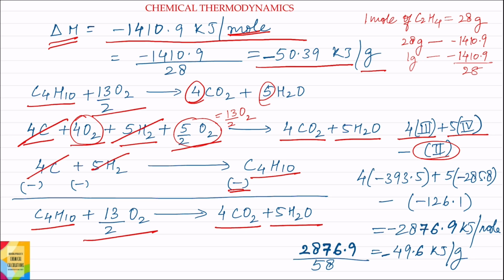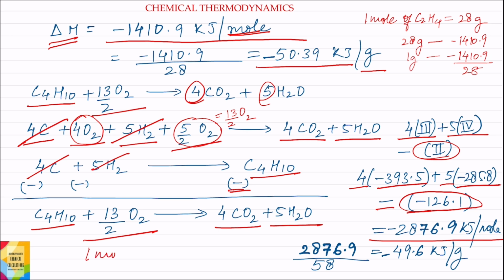तो डेल्टा एच वैल्यू कैसे आएगी? डेल्टा एच वैल्यू हो जाएगी 4 इंटू डेल्टा एच वैल्यू ऑफ इक्वेशन 3 प्लस 5 इंटू डेल्टा एच वैल्यू ऑफ इक्वेशन 4 minus delta H value of equation 2. Just as we have added and subtracted the equations, in the same way we will add and subtract the delta H values. So delta H value for this combustion of C4H10 is minus 2876.9 kilojoule per mole. Again we have to convert it into kilojoule per gram.